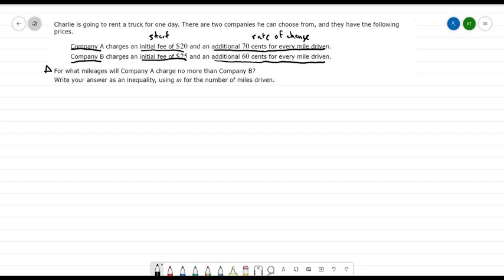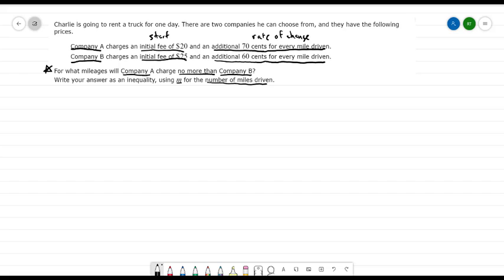We're going to look at this question here. That's going to help you set this up. For what mileages will company A charge no more than company B? So they want to know, when will company A charge no more than company B? And then they use M for number of miles driven.